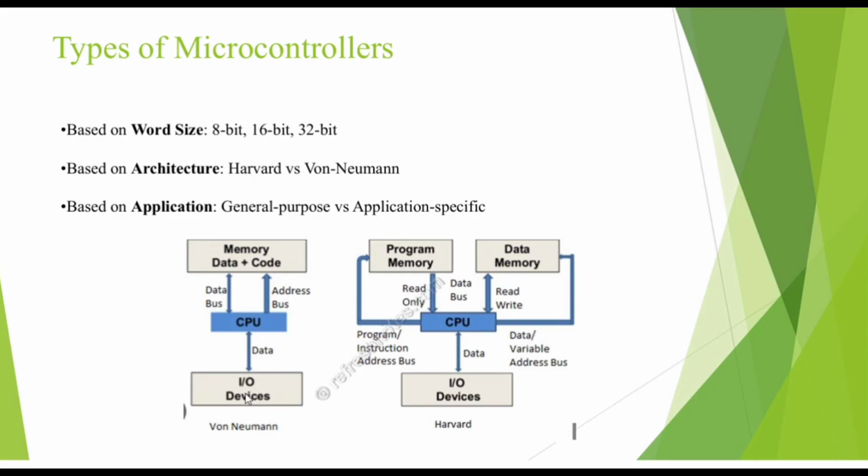In the von Neumann architecture, it uses a single memory for program and data storage, with sequential instruction execution. It has a simpler design but is slower due to the memory bottleneck. But in the Harvard architecture, there is separate memory for program and data storage. In this architecture, there is parallel instruction execution and fast performance, commonly used in embedded systems. This is the von Neumann and Harvard architecture.